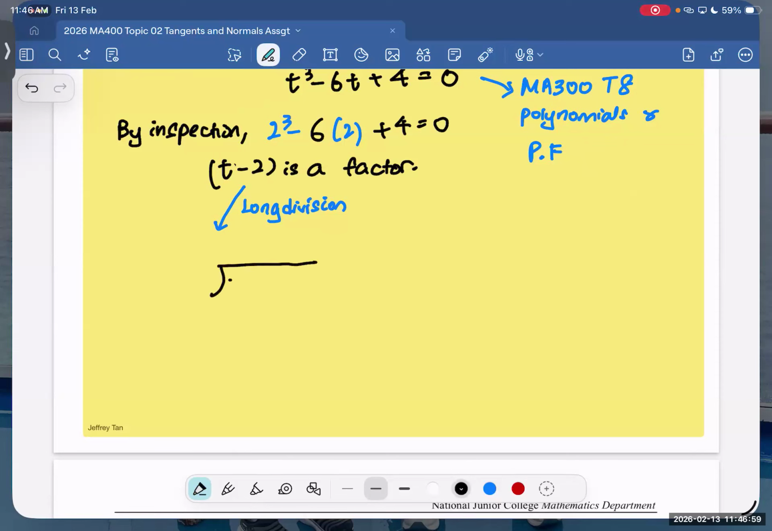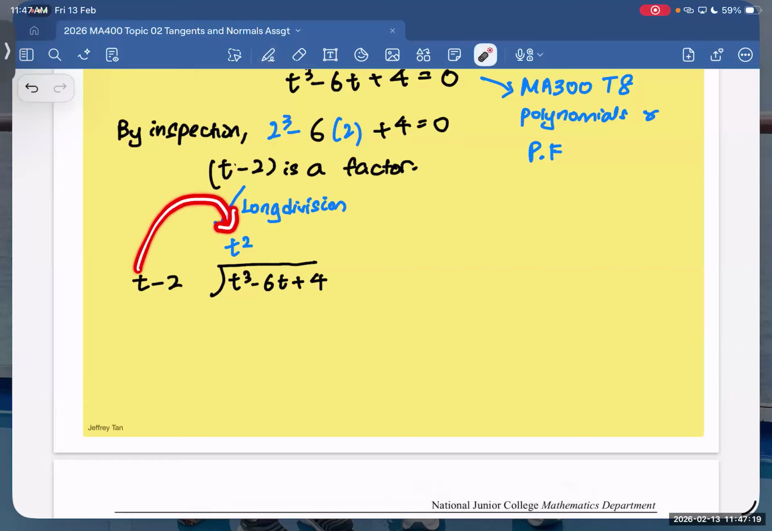So I go to t cubed minus 6t plus 4 divided by t minus 2. Okay, then what will I multiply by? t and t cubed are multiplied by t squared, correct? Clear so far? Then after that, you can see t and t squared.